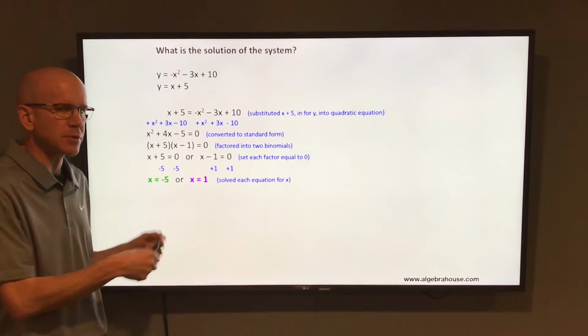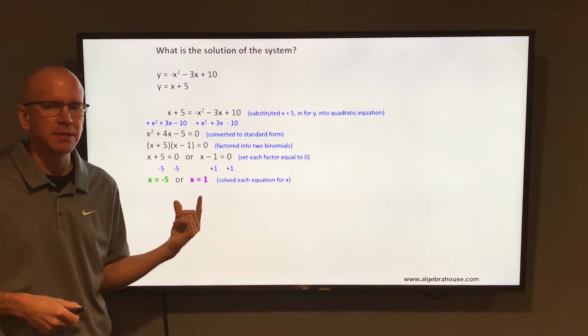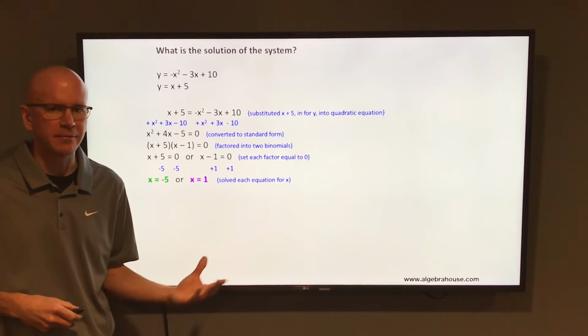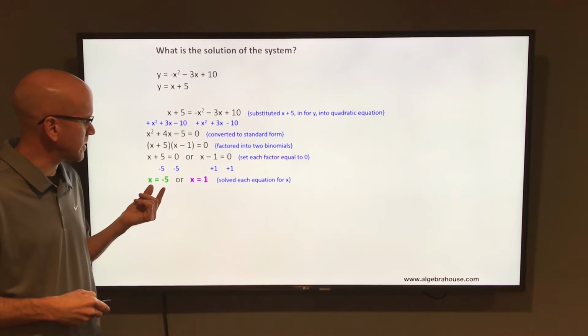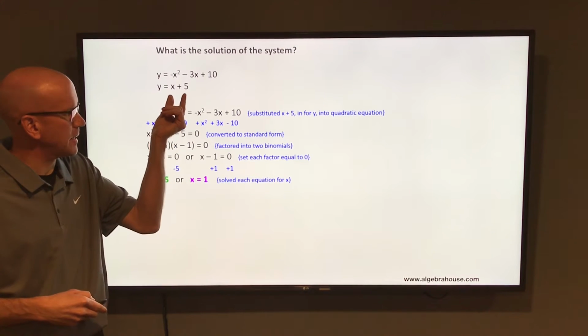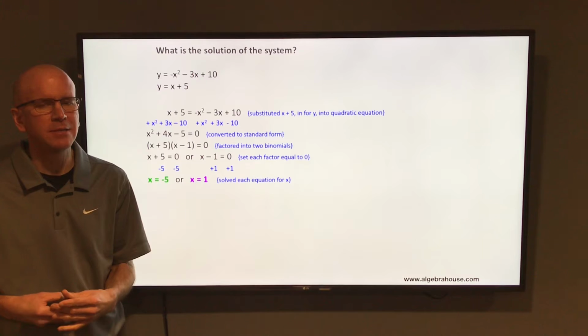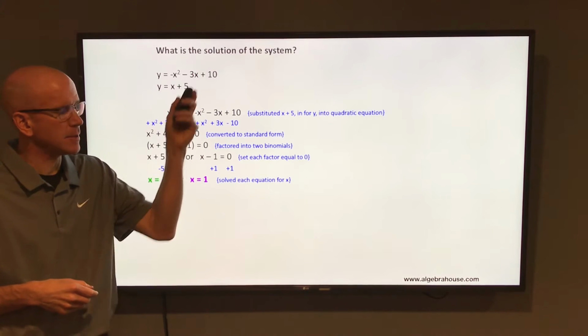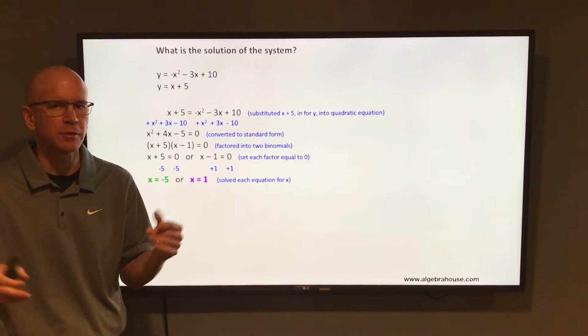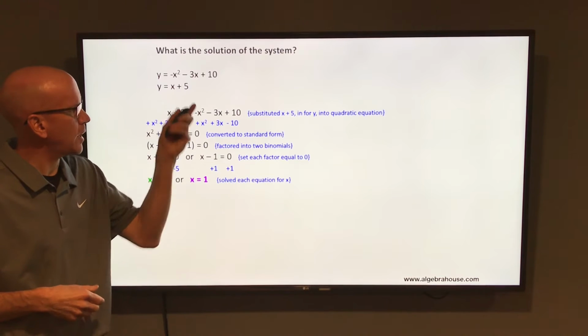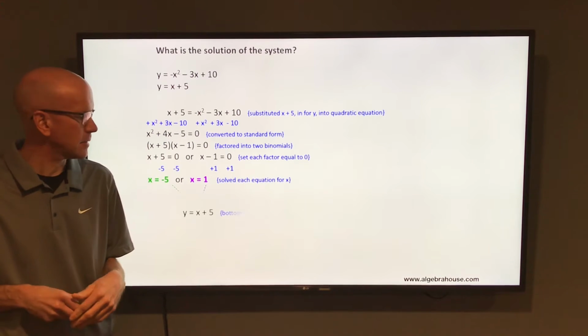So we have two solutions, two values of x. That means we'll have two values of y, two corresponding values of y. If x equals negative 5, we're going to substitute that back in. And you want to pick the equation that looks the easiest to work with. I'd avoid the quadratic equation because of the squared term and the three terms in general. I'd go with the y equals x plus 5. That looks pretty easy to substitute into.